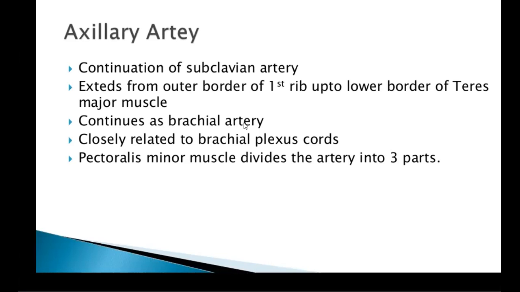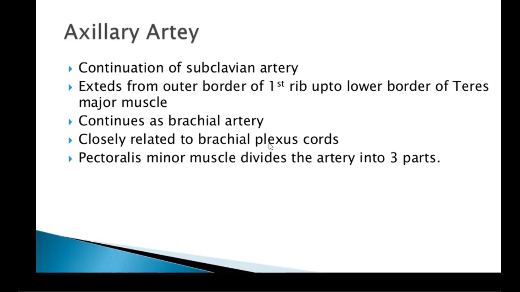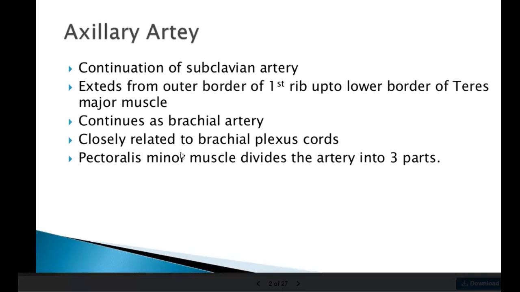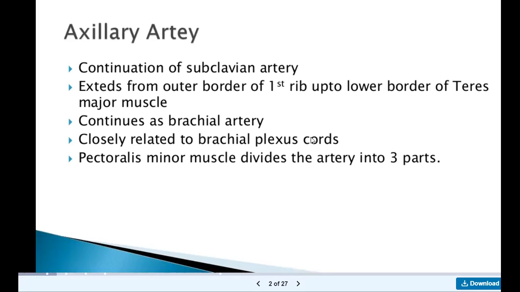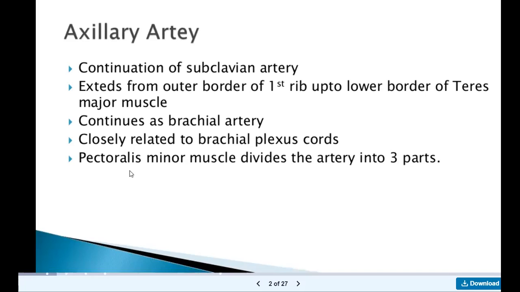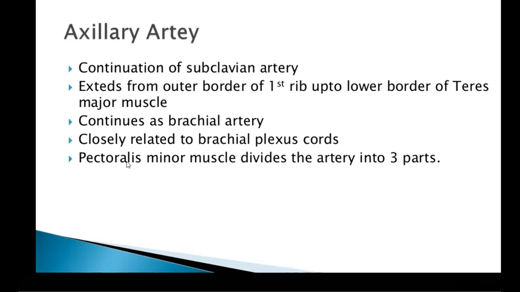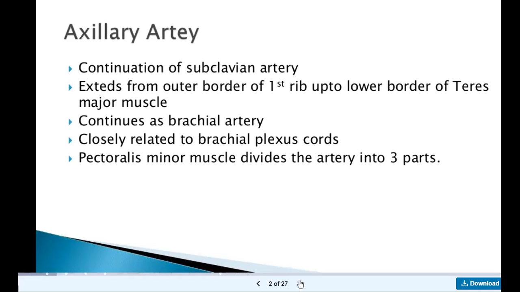And then it is closely related to the brachial plexus cords. So the brachial plexus is the nerve network that supplies the upper limb, and this plexus has cords. So the cords of the plexus are closely related to the axillary artery. So you must not forget that the axillary artery runs alongside the cords of the brachial plexus. Now, this axillary artery is divided into three parts by a muscle called the pectoralis minor muscle. So the pectoralis minor muscle splits the artery into three parts, which we will see in another slide.